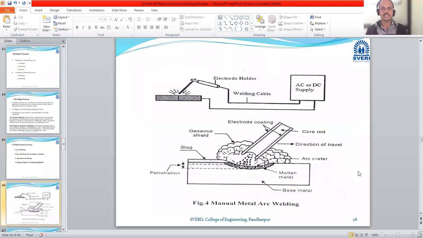Now this one is manual metal arc welding. Have you seen this before?